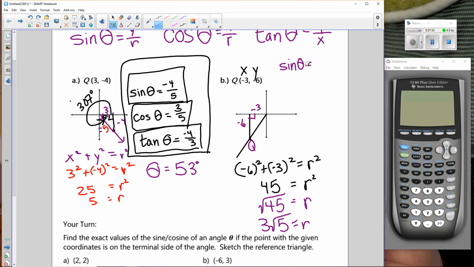So sine is -6 over 3 radical 5, which reduces to -2 over radical 5. Rationalize the denominator, and that's going to give you -2 radical 5 over 5. So that's sine.